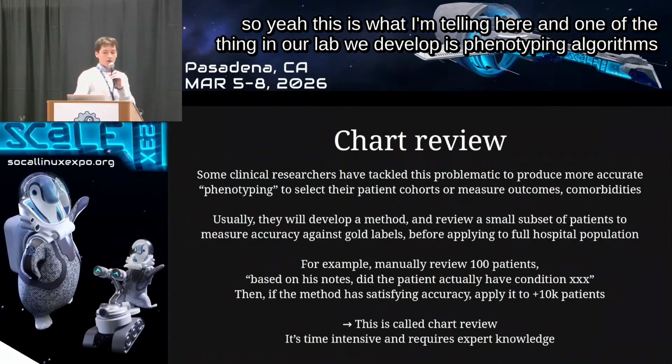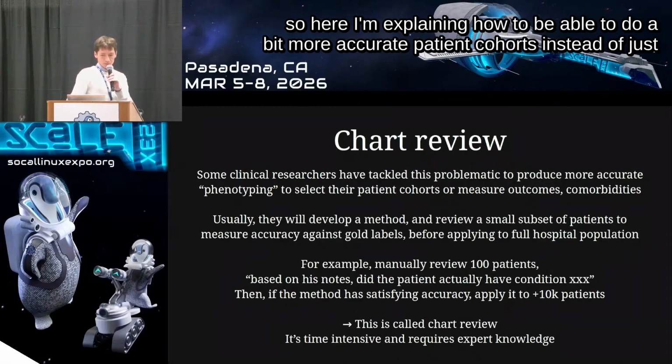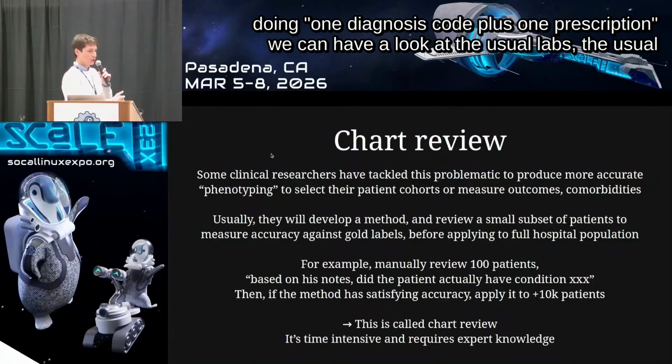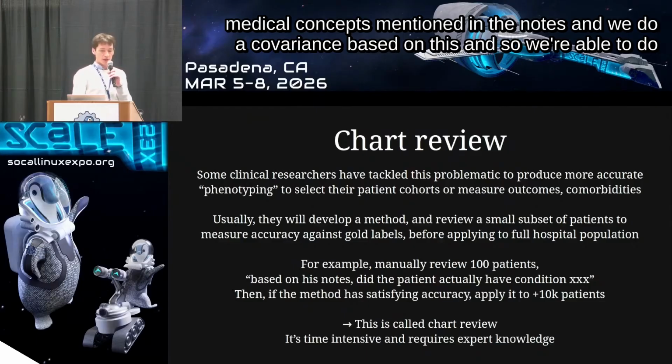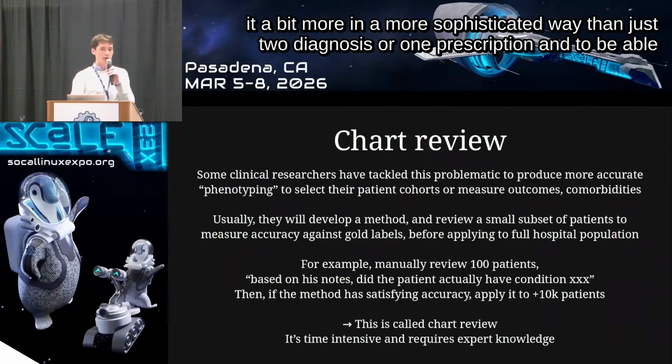And one of the things in our lab we develop is phenotyping algorithms. So here I'm explaining how to be able to do a bit more accurate patient cohorts, instead of just doing, okay, 1 diagnosis code plus 1 prescription, we can have a look at the usual labs, the usual medical concepts mentioned in the notes, and we do a covariance based on this, and so we're able to do it in a more sophisticated way than just 2 diagnoses or 1 prescription.